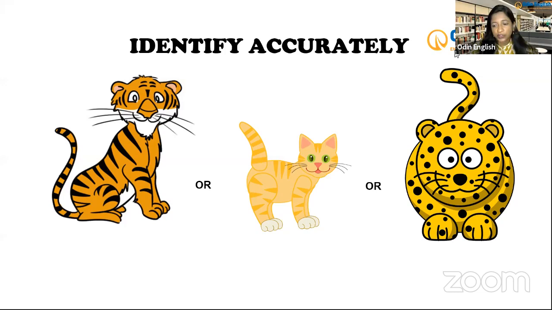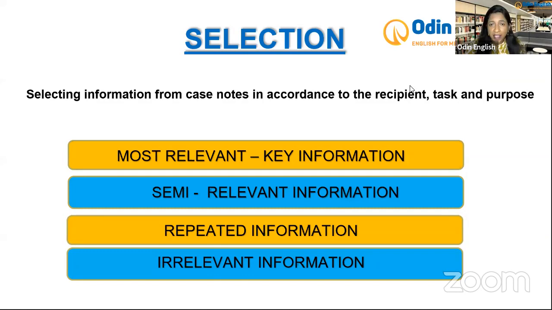Now we have analyzed, we have clearly understood about the purpose. So once you have understood the purpose, the main issue and the recipient, we will start selecting the information from the case note. So before selecting, I want to tell you that information can be of four types. These four types of information are the most relevant information, which I would call key information. Then there will be semi-relevant information, there will be repeated information, and there will be irrelevant information.